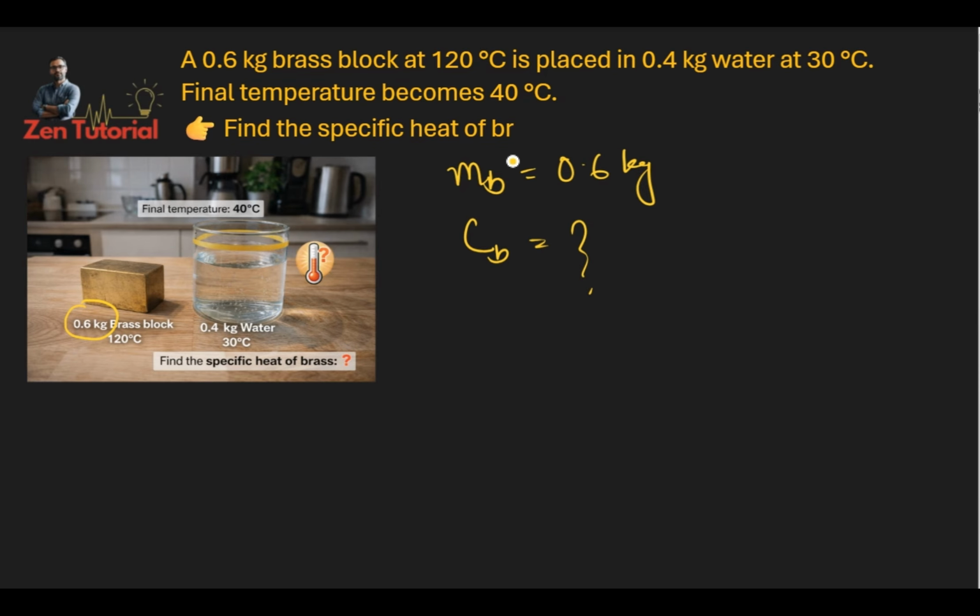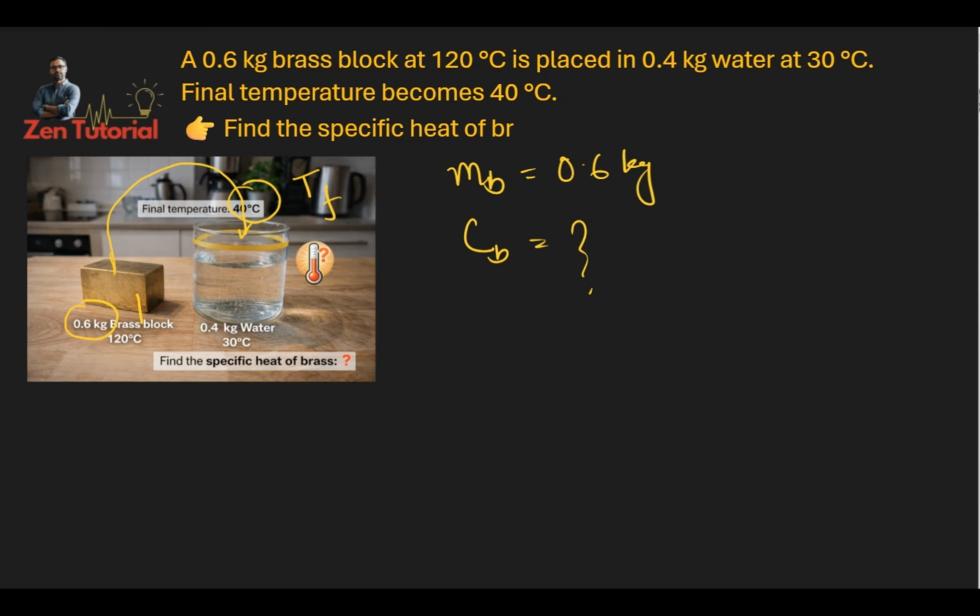And the temperature of this block is 120 degrees Celsius. Now this block needs to be thrown into water, and the water mass is 0.4 kgs. Temperature is 30 degrees Celsius. It is actually the room temperature of the water. Anyways, when this block is thrown into this water, the mixing temperature is about 40 degrees Celsius. This is also given. What we have to calculate? We have to calculate the specific heat of the brass.